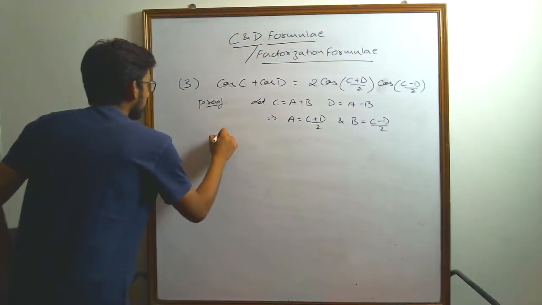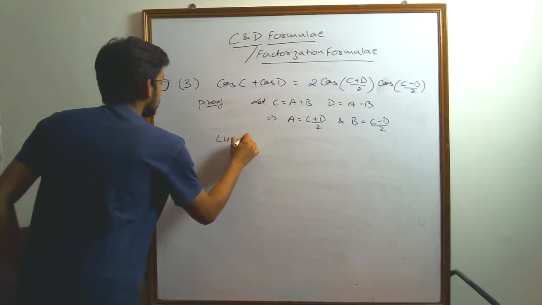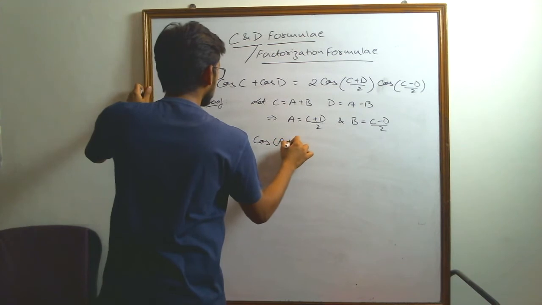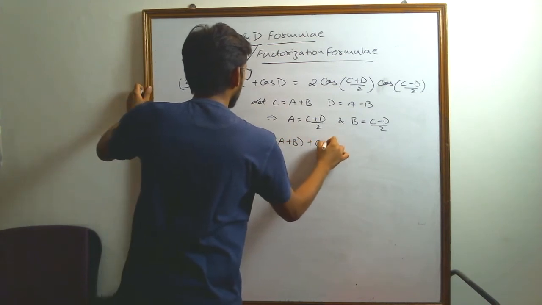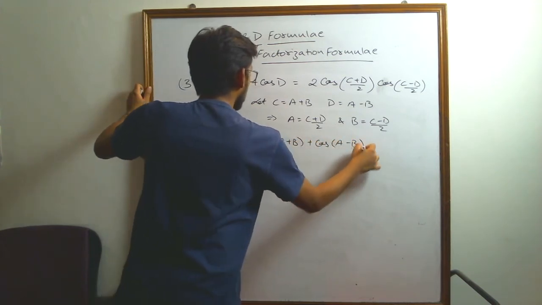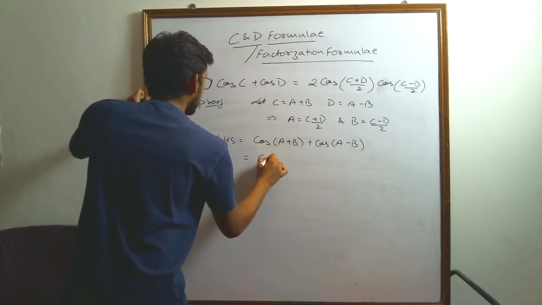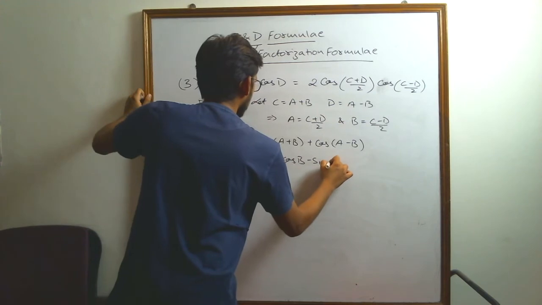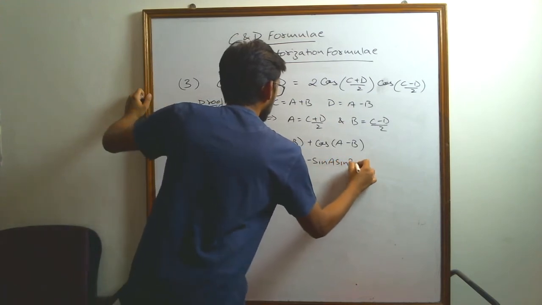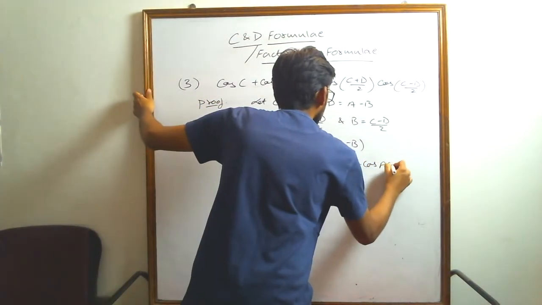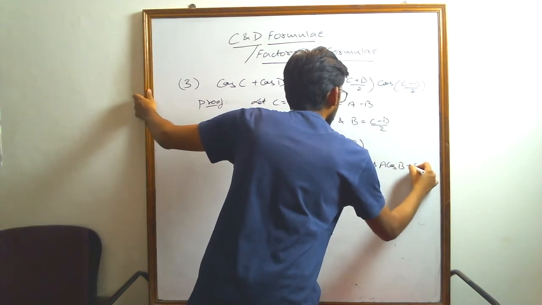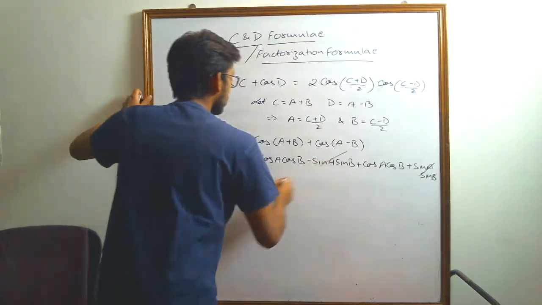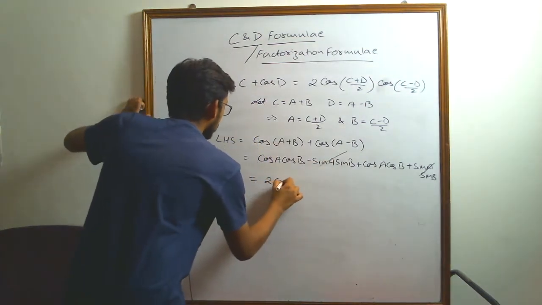Now we proceed from the LHS, which is cos C plus cos D. So cos of A plus B plus cos of A minus B. If we expand this, we'll get cos A cos B minus sin A sin B plus cos A cos B plus sin A sin B. Sin A sin B gets cancelled, so this is equal to 2 cos A cos B.